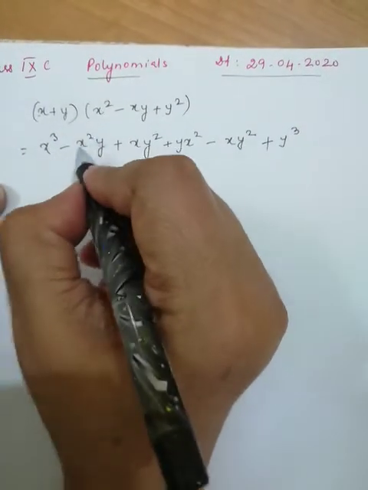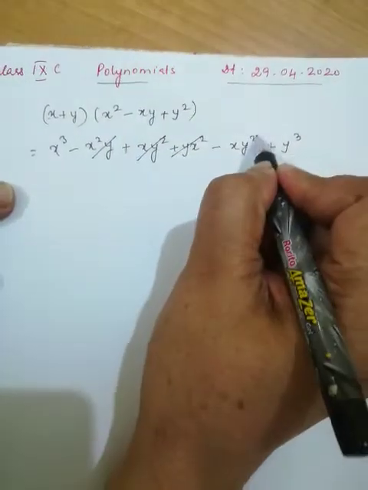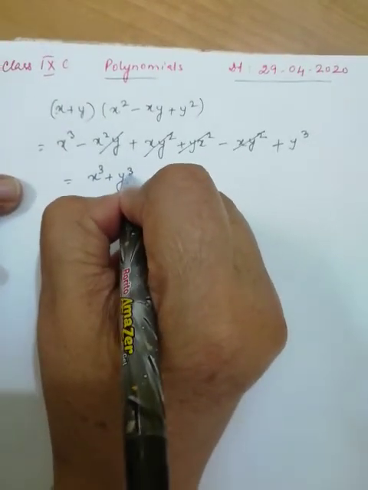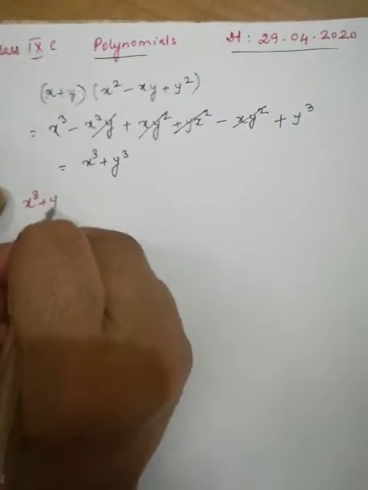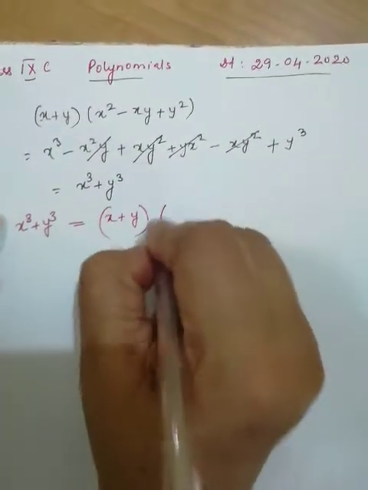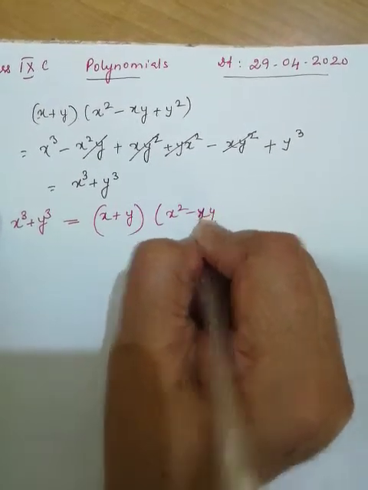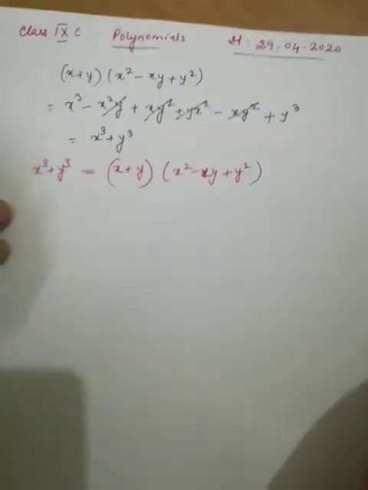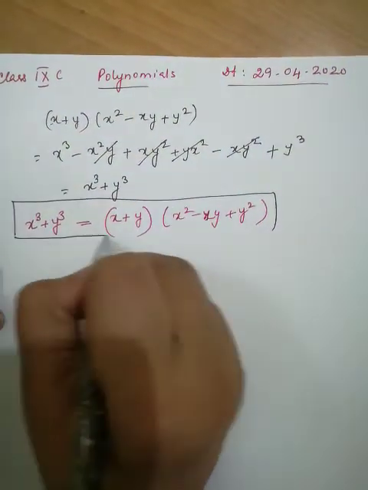Now, what you see is that minus x square y and plus x square y cancels. Plus xy square minus xy square cancels. And what you get is x cube plus y cube. Okay. So, what we have verified now is that x cube plus y cube is equal to x plus y into x square minus xy plus y square. This is a problem given in the textbook, which also can be taken as one of the identities. You have to remember this.